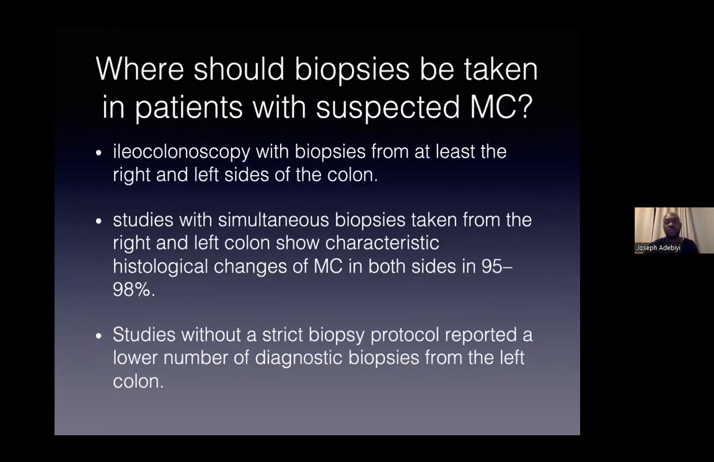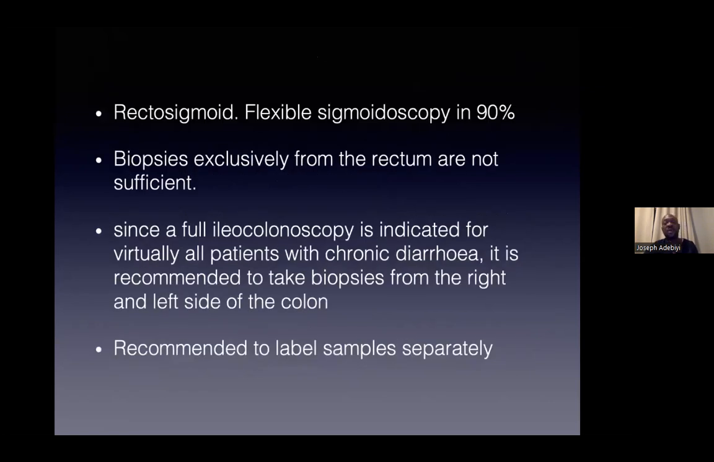So where should biopsies be taken in patients who are suspected to have microscopic colitis? It's advised that biopsies should be taken from both the left and right sides of the colon. Studies have shown that biopsies taken from the left and right colon have about a 95 to 98% chance of showing histologic changes of microscopic colitis if they indeed have it. Studies which don't have a strict biopsy protocol have reported a lower number of diagnostic biopsies from both sides of the colon. Most times, even flexible sigmoidoscopy has been shown to reveal microscopic colitic changes in about 90% of cases. But biopsies taken from the rectum are essentially not sufficient.